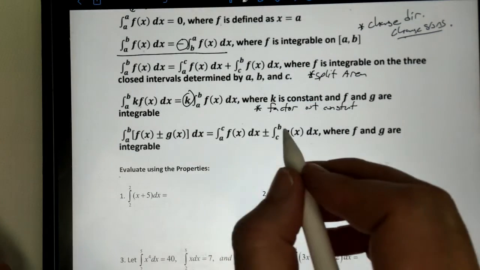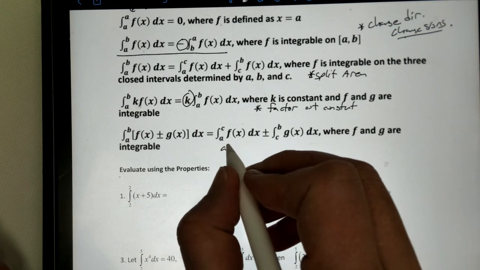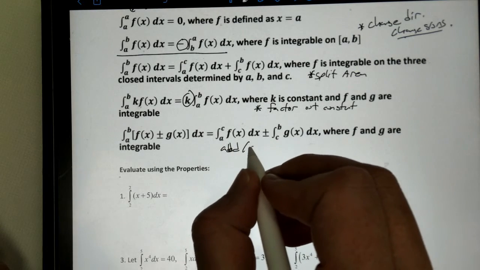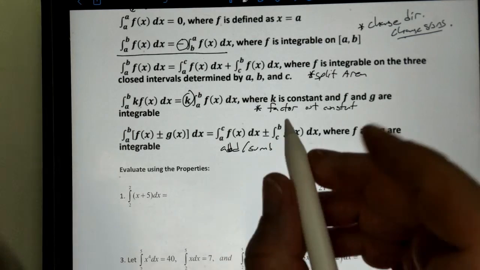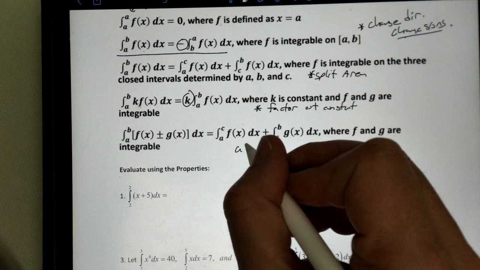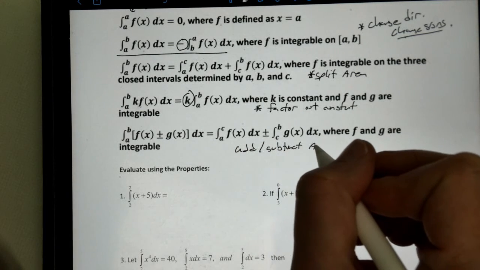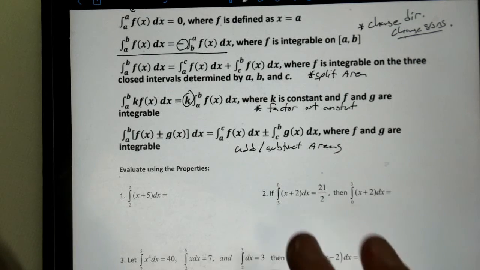And over here, same thing. We can add and subtract areas. We can add and subtract. Cannot spell subtract today. I don't know what's wrong. So we can add and subtract areas. That's all that one says.